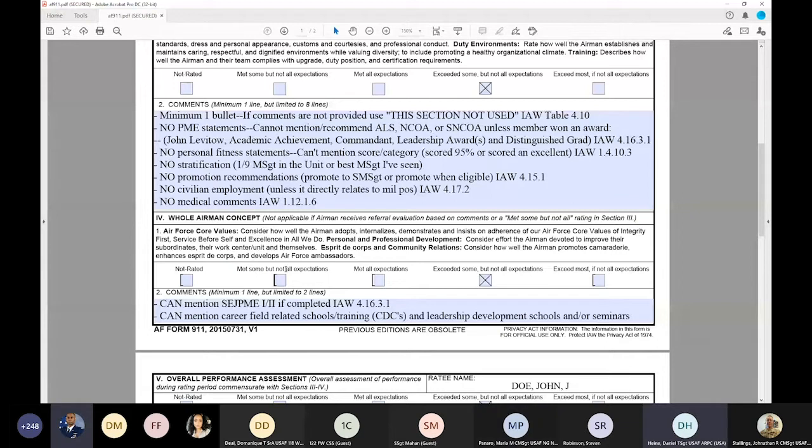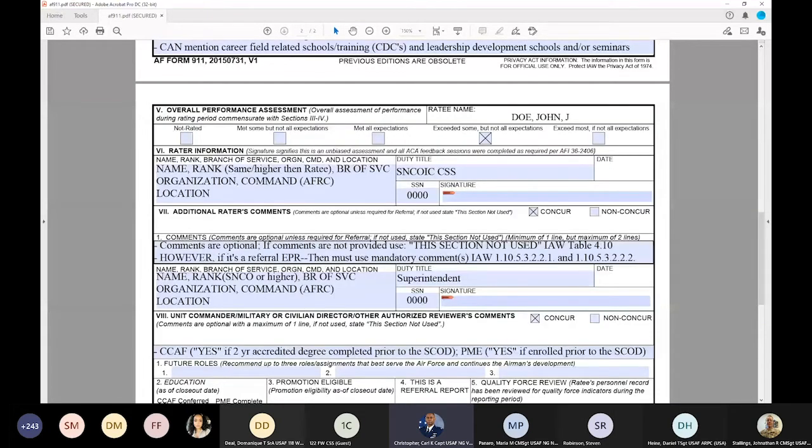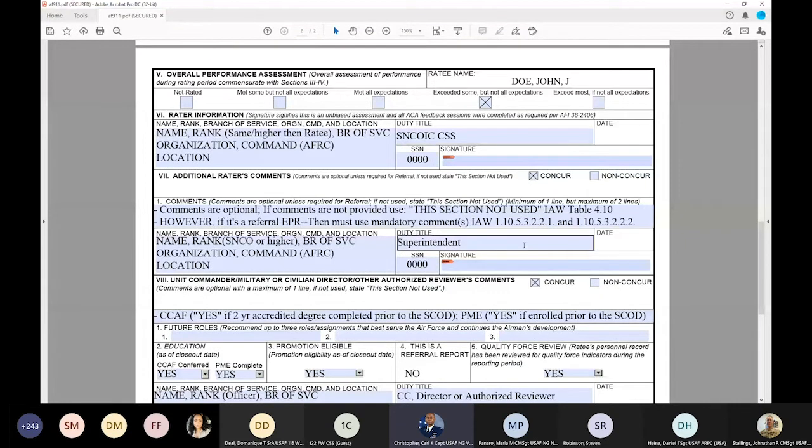Good afternoon. It's Captain Christopher from the Virgin Islands. My question is in regards to the signature block areas. It's a two-part question. The first part is for the ratee, for the rater and the additional rater: can that be the same person who signs that? And then my follow-on question is in regards to the senior rater.